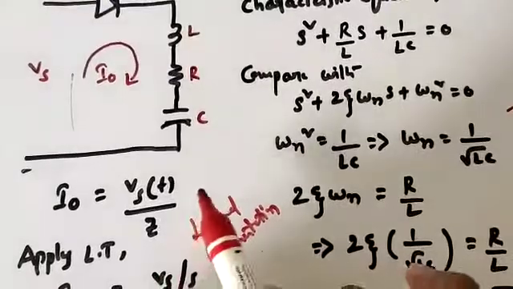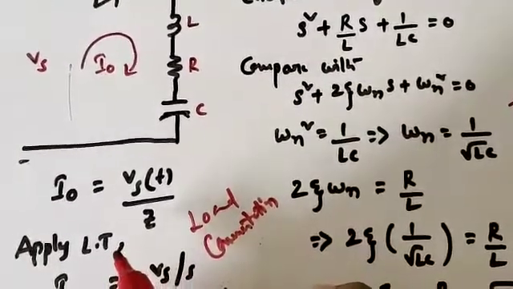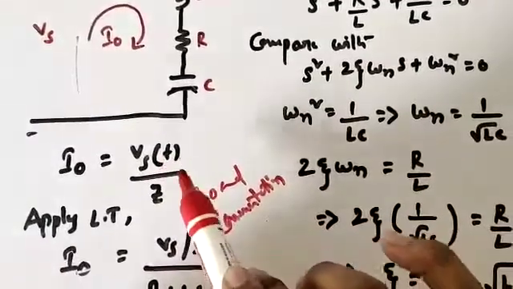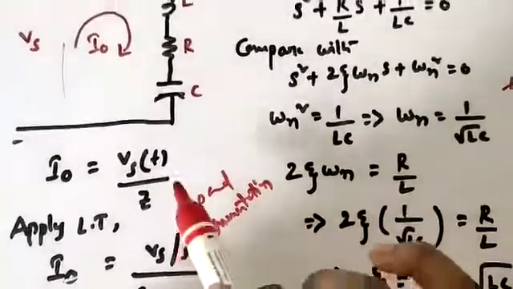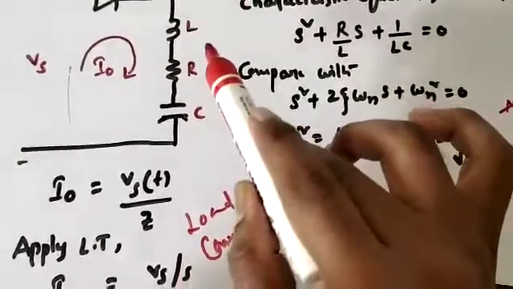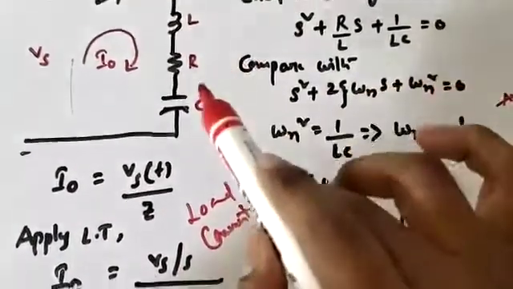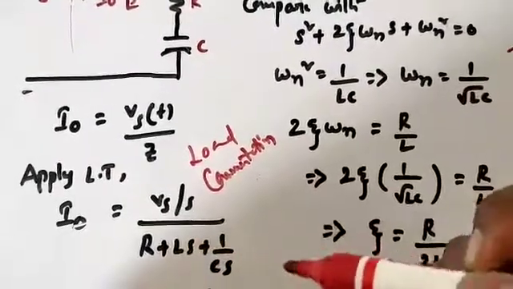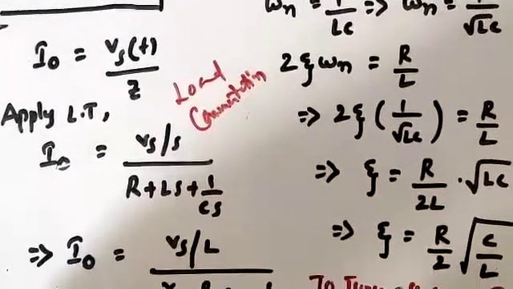If I apply the Laplace transform over here, I naught equals, the Laplace of Vs of t will be Vs by s, and z is nothing but R plus L plus C, the total z. So R plus Ls plus 1 by Cs. This is the Laplace transform application. I hope you people know, right?